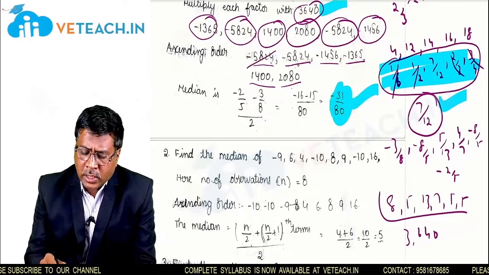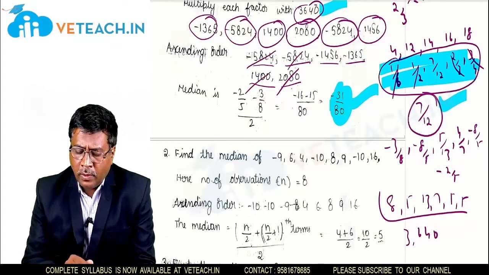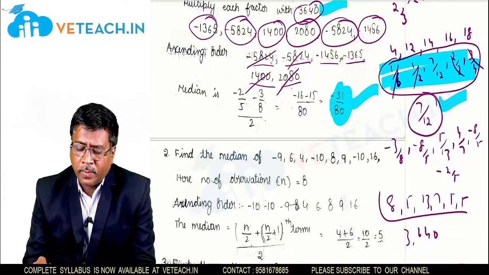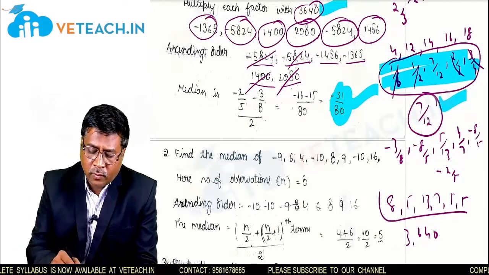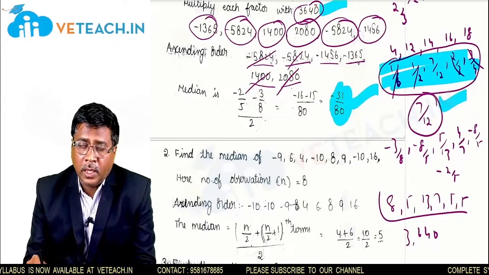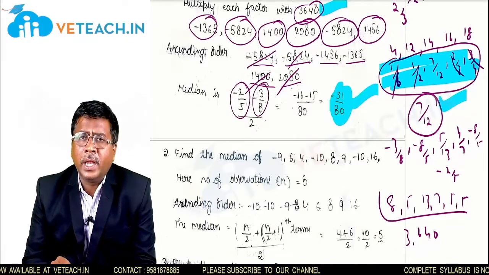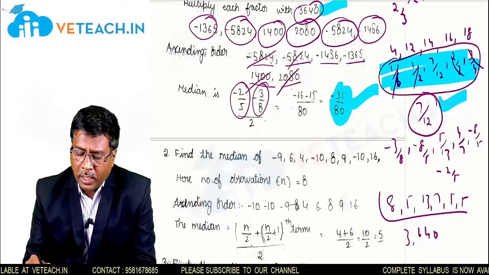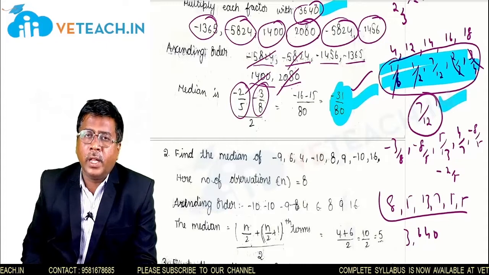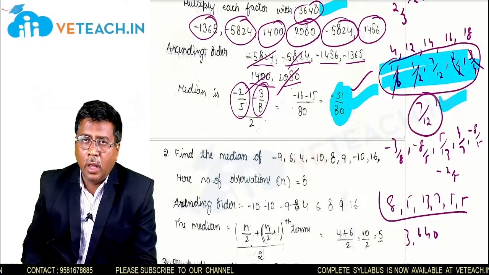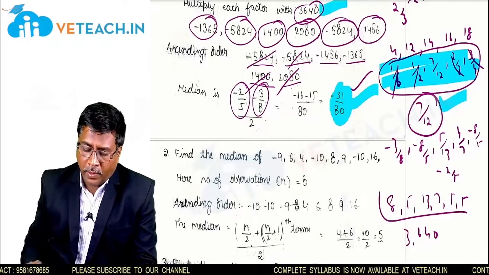Now I have to cancel the terms, starting from the first and the last term, until the middle terms remain. Here two terms exist in the middle. Because the n value is even, the median value is the arithmetic mean of those two numbers. Do you catch the point? So this is the way of finding the median in ungrouped data, in both cases, when n is odd and when n is even.